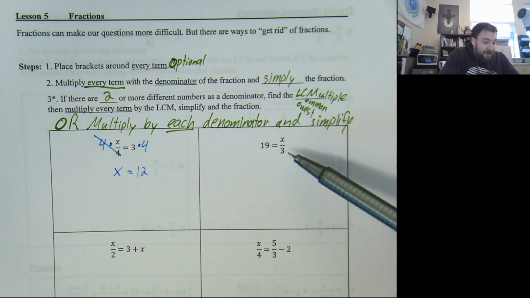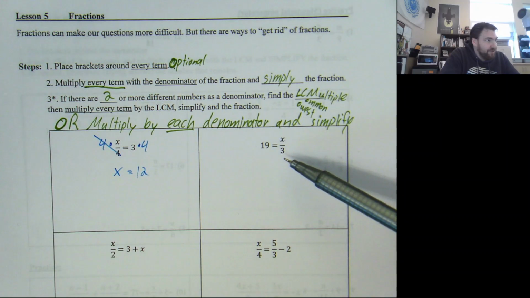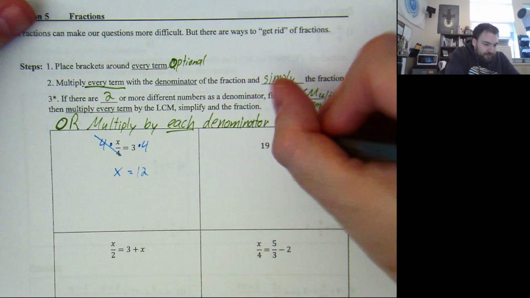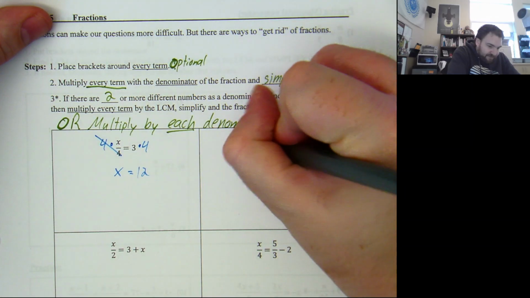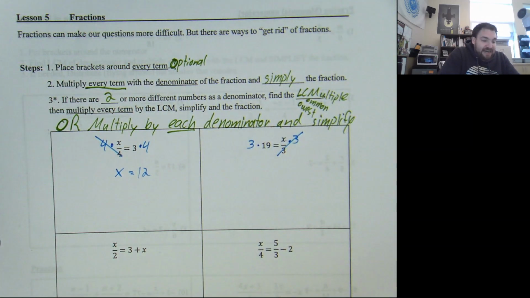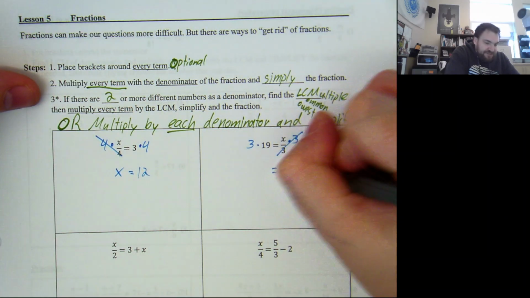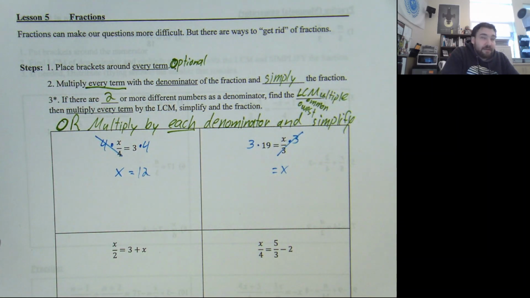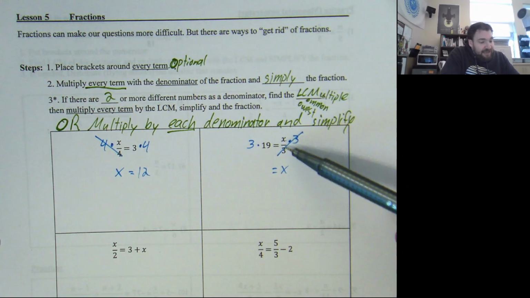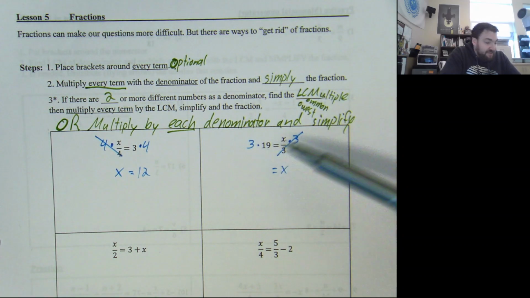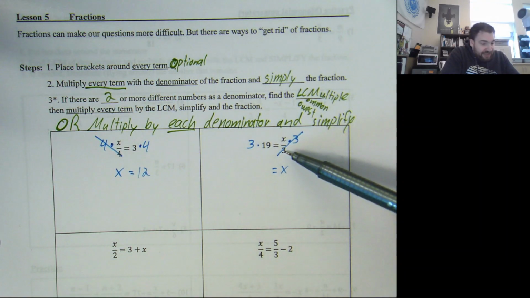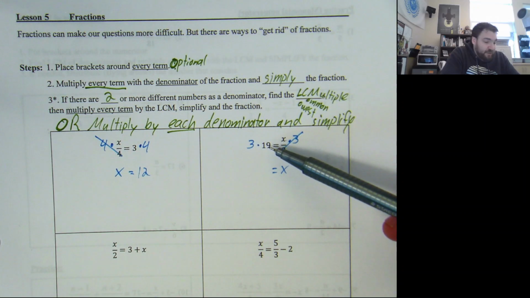The next one is the same. The denominator is 3. So to get rid of that denominator, I'm going to multiply both sides by 3. On the right-hand side, the 3's are going to cancel, leaving me with x. Why was it there in the first place? Because some value divided by 3 is 19. What's the value is what we're trying to find here. So the value divided by 3 that gives us 19 is the same as whatever 3 times 19 was.